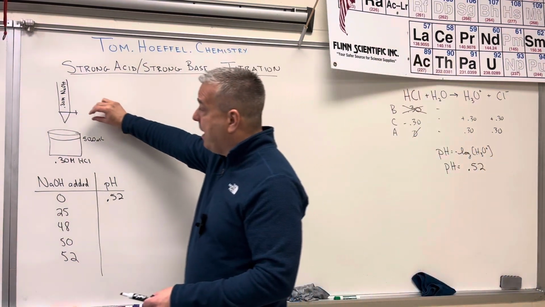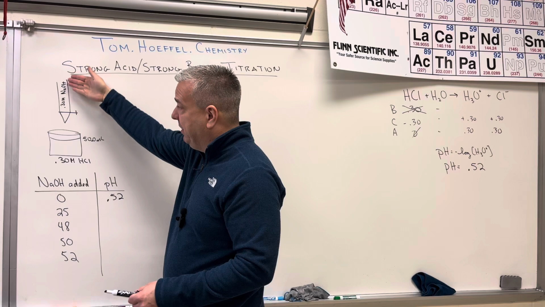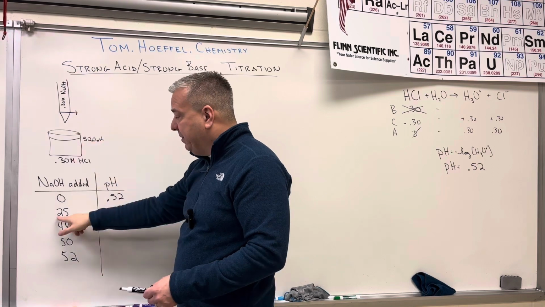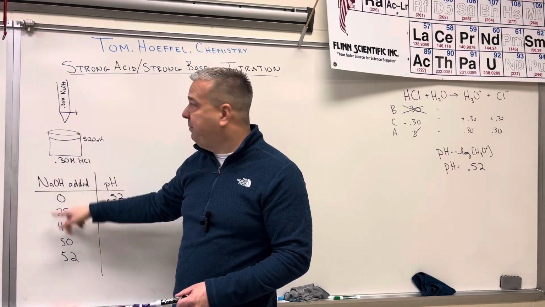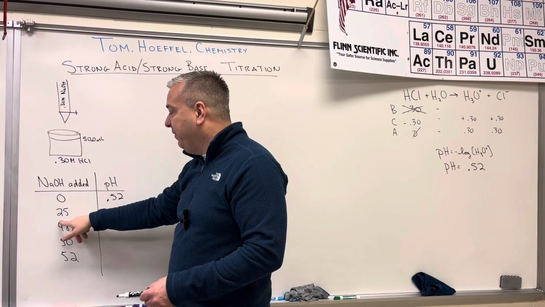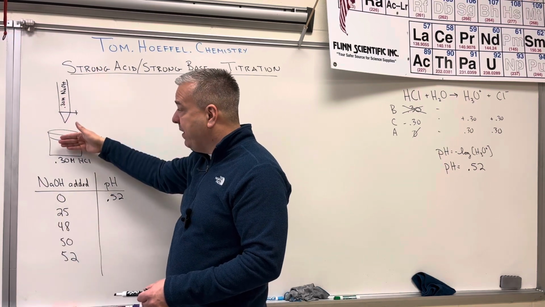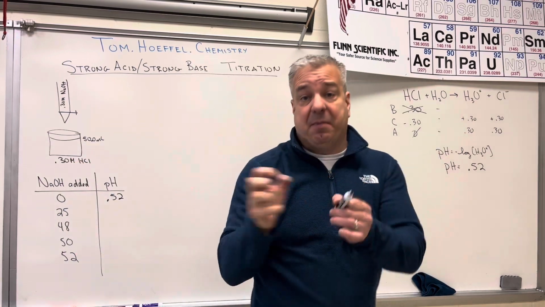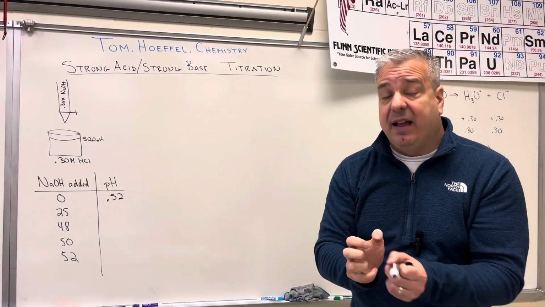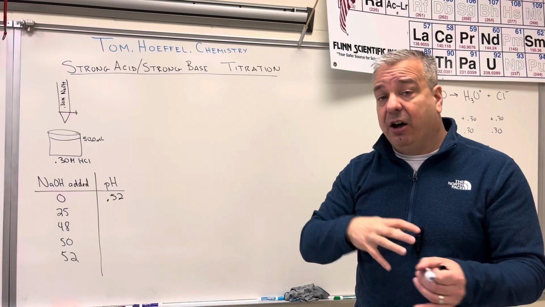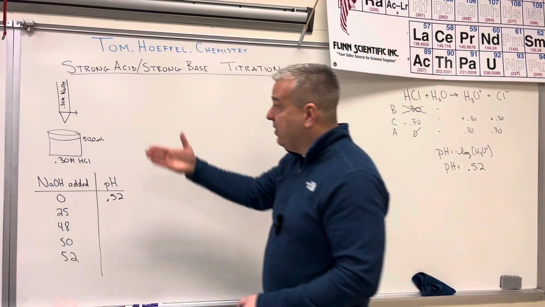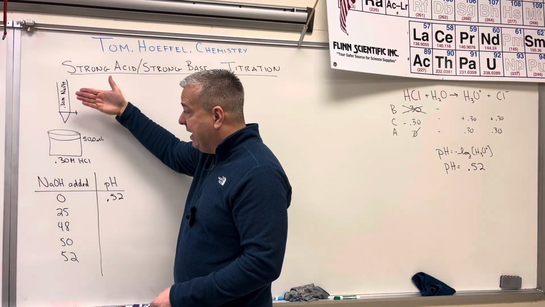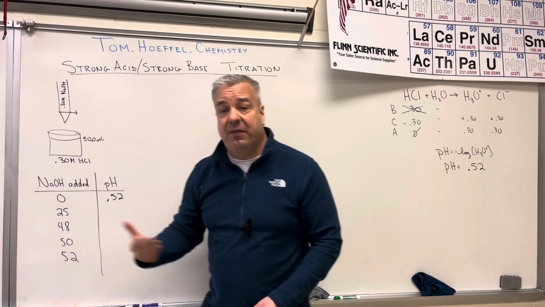Now I'm going to open up the burette and let some base out. I'm going to fill it up until 25 milliliters of base hit the acid, and a chemical reaction is going to take place. We call these chemical reactions neutralization reactions. Some of this base is going to neutralize some of that acid.